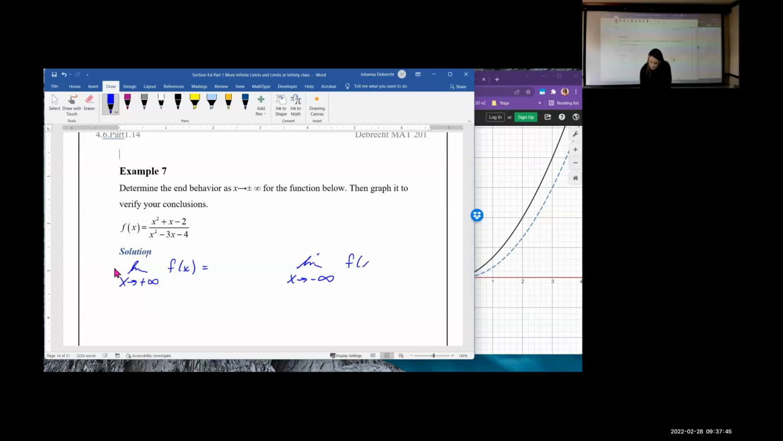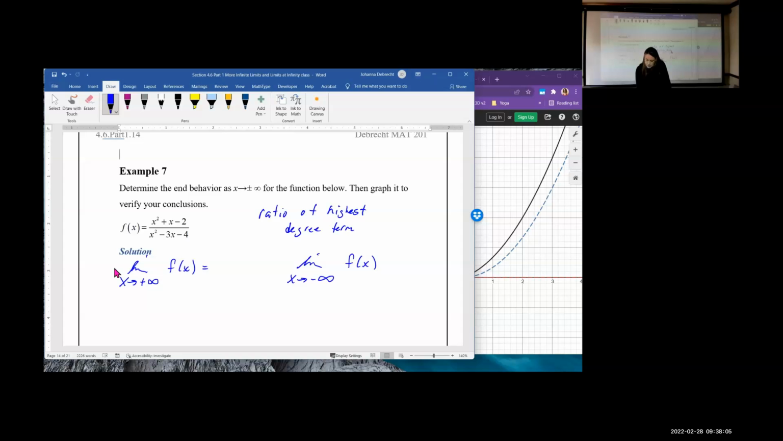Is it a horizontal asymptote at 1? Yes, it is. So Cherie is correct. We have a horizontal asymptote at 1. The ratio of the highest degree terms is going to be x squared over x squared, which is going to reduce to 1.